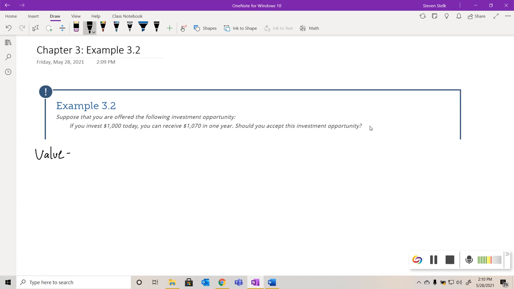value equation to evaluate this investment opportunity that we did in example 3.1, and that is where the value of a particular trade is equal to the benefits, that is what you receive, minus the costs, that is what you give up. And in this case, it is awfully tempting to just plug in dollars. So what we'll receive is $1,070 in 1 year. What we have to give up is $1,000 today. And so it looks like the value of this trade is $70. That is, we're $70 better off than we would have been if we did not accept the investment opportunity.